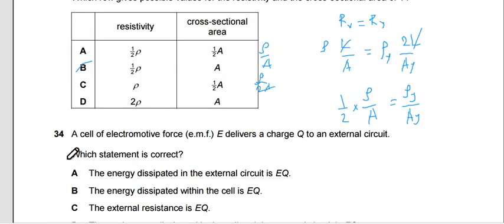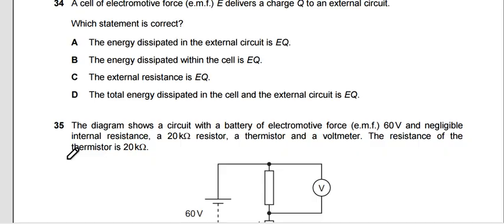Cell of electromotive force E delivers a charge Q to an external circuit, which is correct. Energy dissipated in the external circuit is E times Q. We have E equals work over Q throughout the whole circuit. So energy dissipated in the external circuit is not correct. It is the internal and the external circuit. I think this is the right answer.